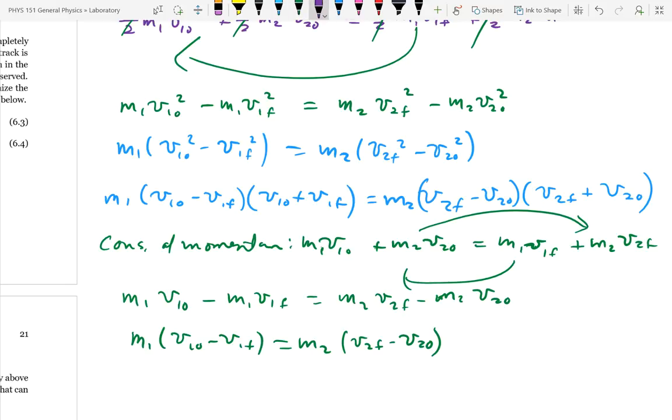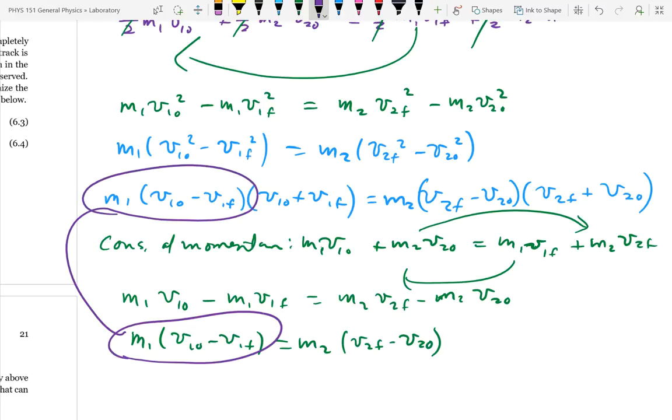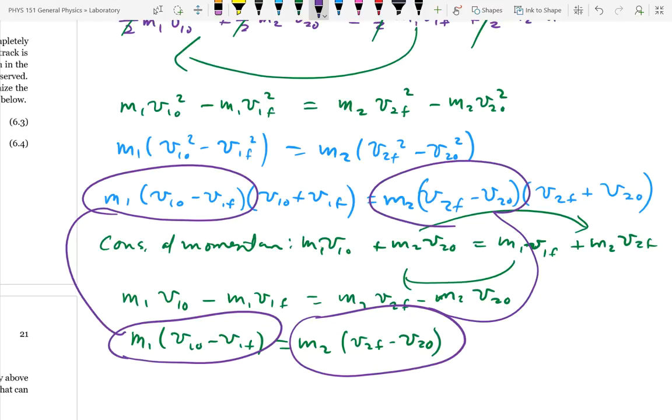Notice now, this and this are the same. This and that are the same. So that's like saying 5 times this is equal to 5 times that. I can divide that out.